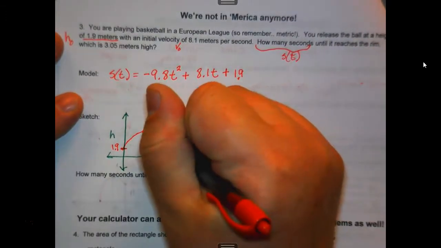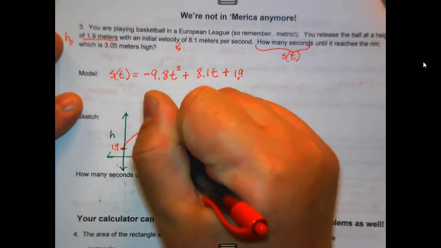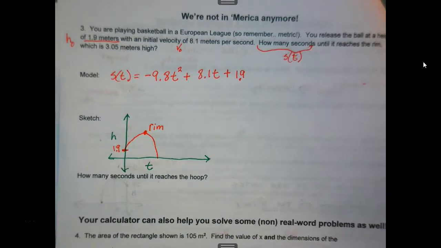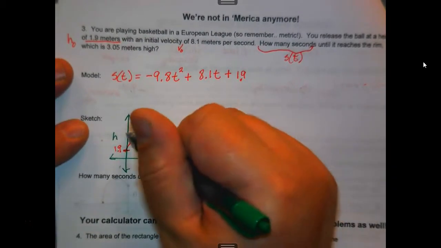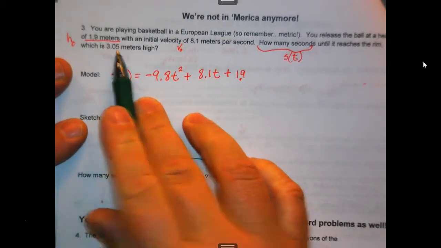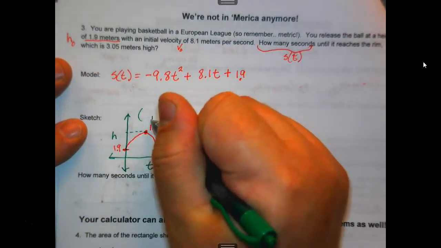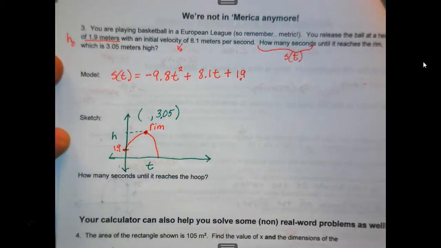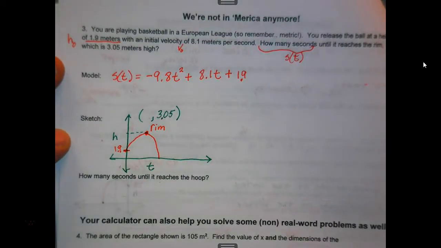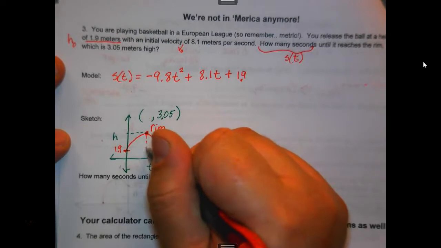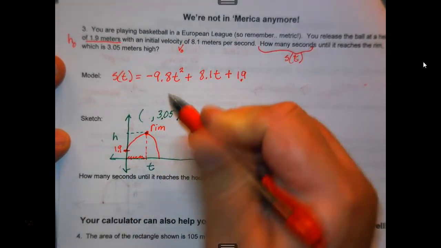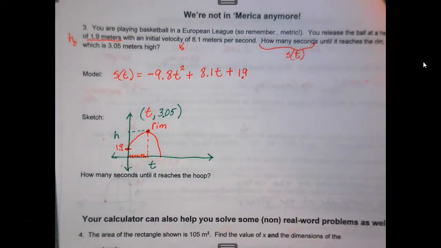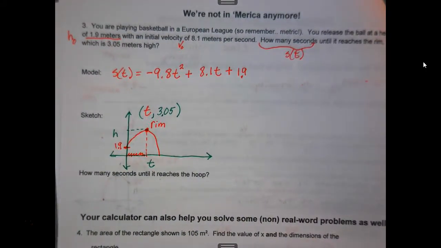Okay, so this is our rim, right there. And we know the height of the rim, right? They give it to us, 3.05 meters. So that's our vertex. Our maximum vertex is 3.05 meters. And we're supposed to find how long it took to get to this point. That's my t time. Does that make sense?